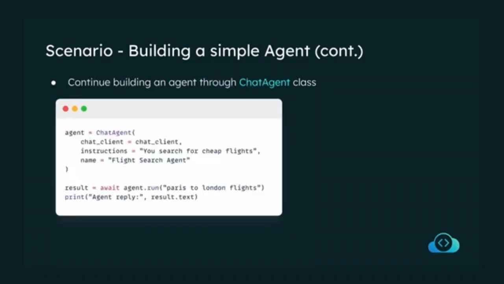All right, so once you have your chat client in place, you need to hook it up into a chat agent. And if you remember from the previous section, chat agent is a subclass that specializes in conversational workflows. So you give it a set of instructions. You can make it verbose, but I just said, you search for cheap flights, and that's enough for me. And I give it a name, and next I run the agent and I give my query to it. It's pretty simplistic. So let's go ahead in our code and see this in action.